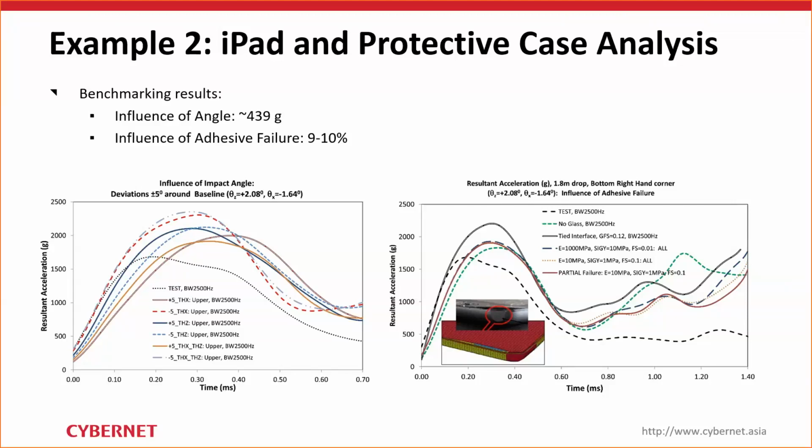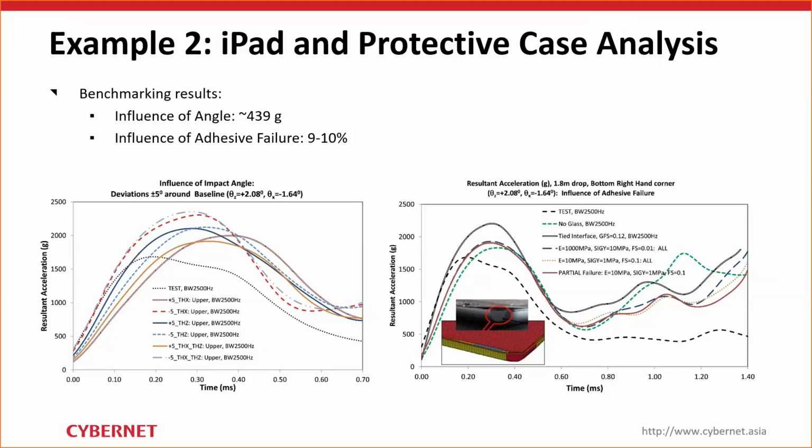As for the influence of the adhesive failures, the configurations included in this analysis include a device with no glass, so we get rid of the glass altogether. The next one is we use a tight interface, meaning that the connection between components is essentially bonded together, so there will be no separation at all. And then the rest was set to have a specific adhesive failure threshold. So some may fail at a specific yield stress, for example.